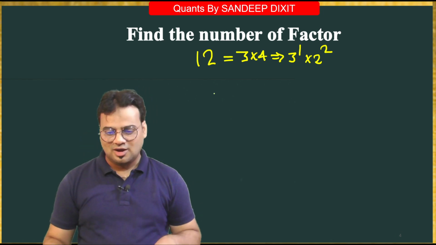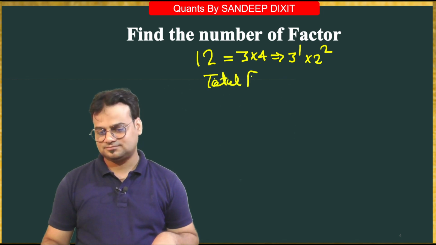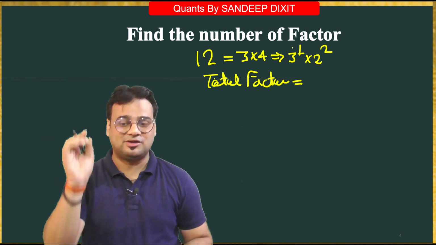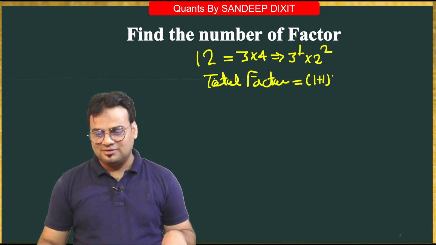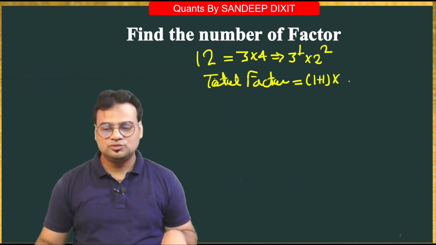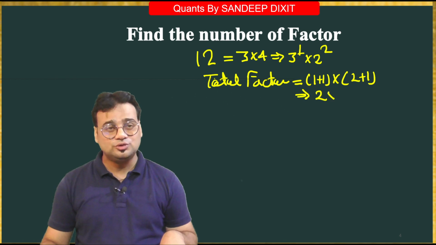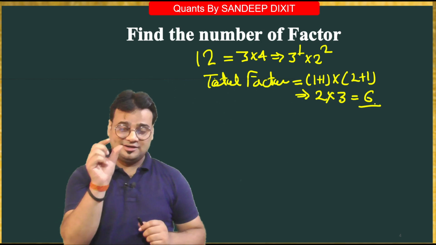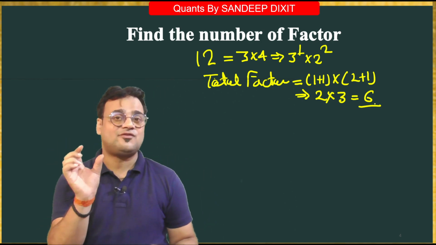So how do we calculate the total number of factors? That's the method: add 1 to the power of each prime and multiply them. So here, 1 plus 1, into 2 plus 1, that means 2 into 3, so our total number of factors is 6. Here we found the total number of factors of 12. So the correct answer is 6 factors of 12.